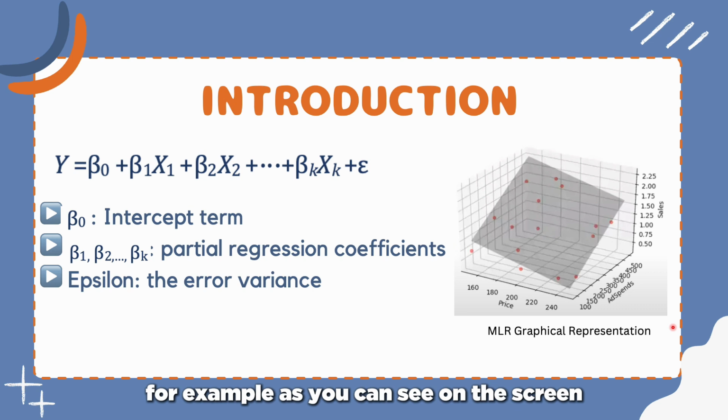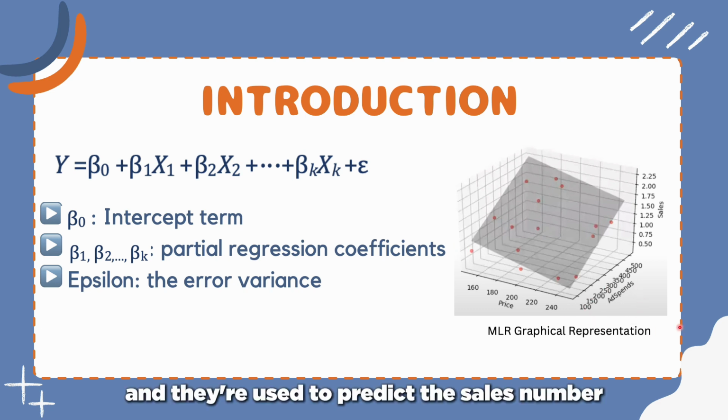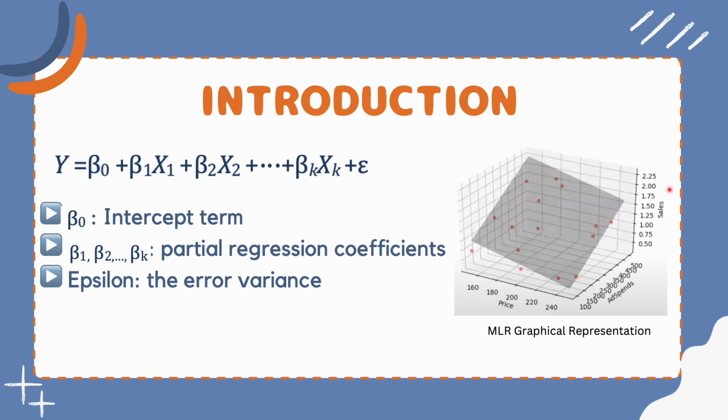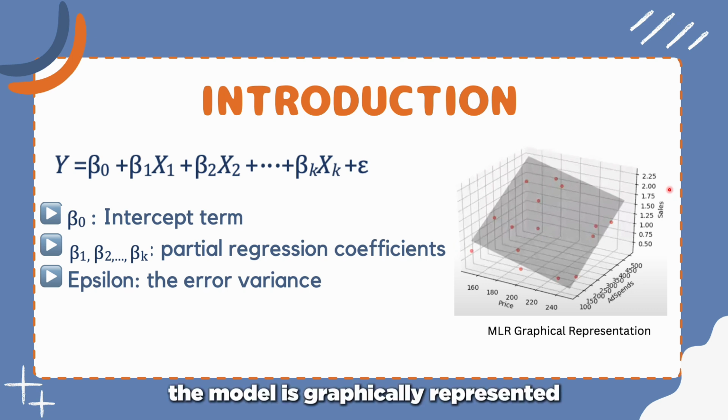For example, as you can see on the screen, there are two independent variables, which are price and advertising spend, and they are used to predict the sales number. The model is graphically represented as a two-dimensional plane that best fits the red data points.